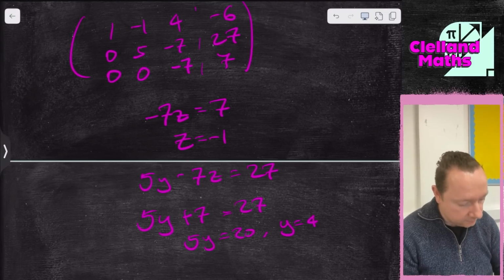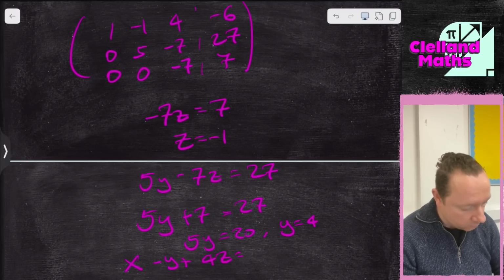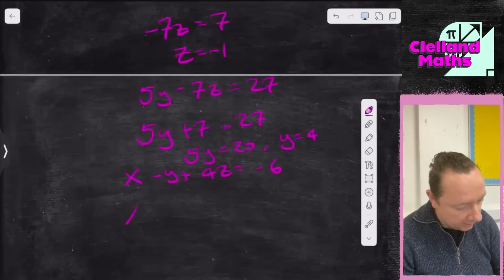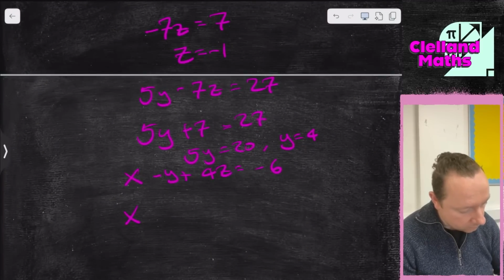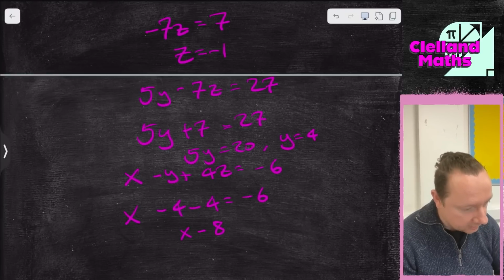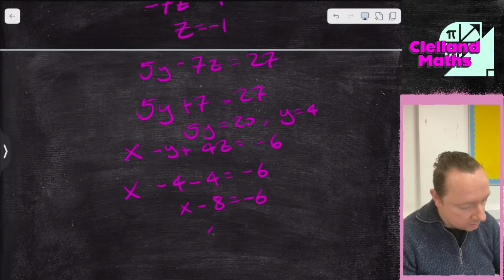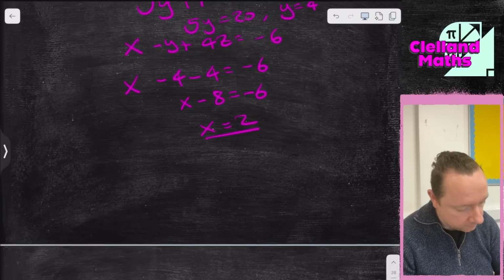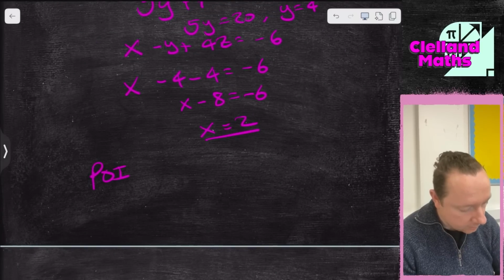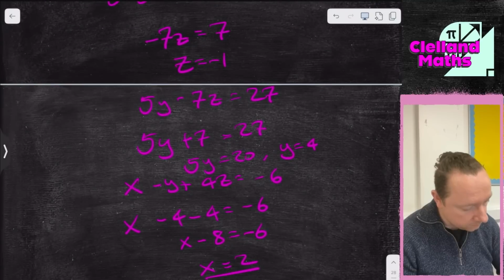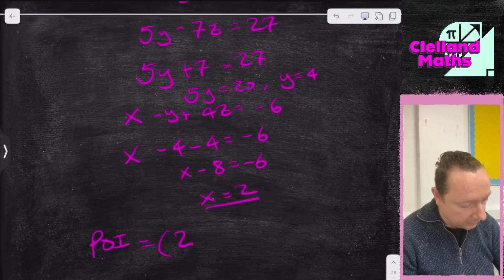And then x minus y plus 4z equals minus 6. x minus 4 plus minus another 4 equals minus 6. x minus 8 is minus 6. So x is 2. So our point of intersection is equal to 2, 4, minus 1.